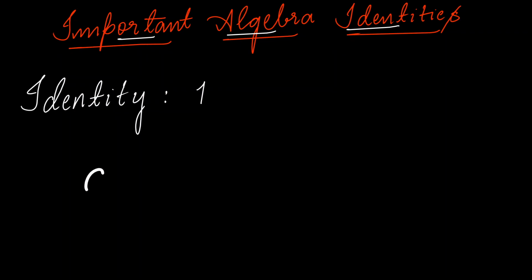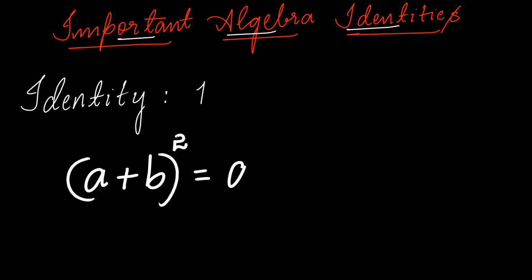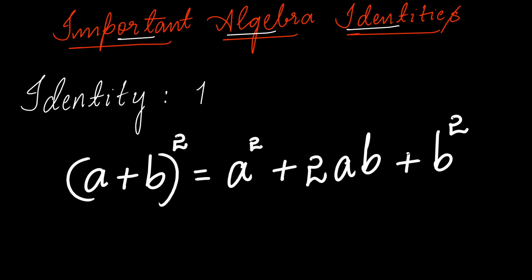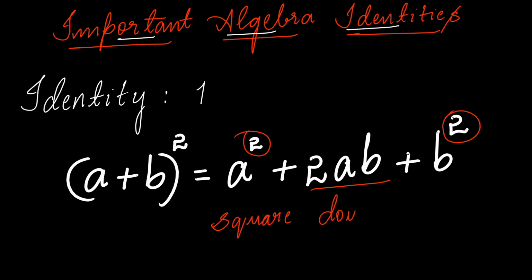The first identity is (a + b)² = a² + 2ab + b². Let's understand this identity in a simple way. Look at the pattern carefully. The first term we have square, in the last term we have square, but in the middle term we have double of a and b. So, you can remember it like this: square, double, square. That's the simple logic. When you remember the pattern, you don't need to memorize the old formula.